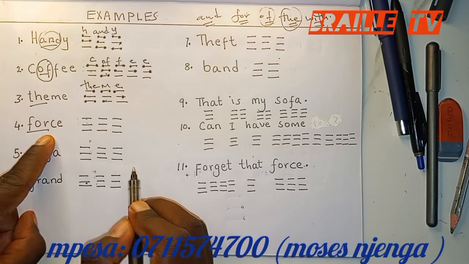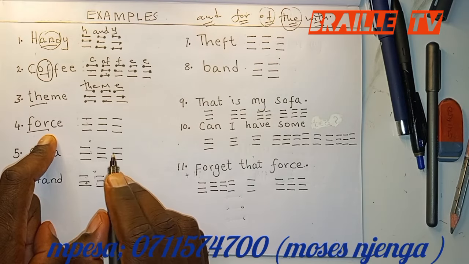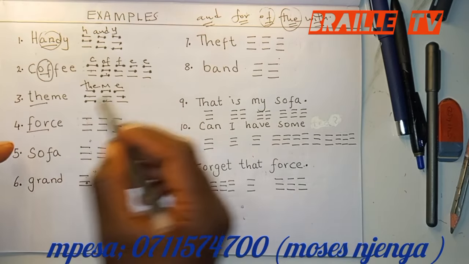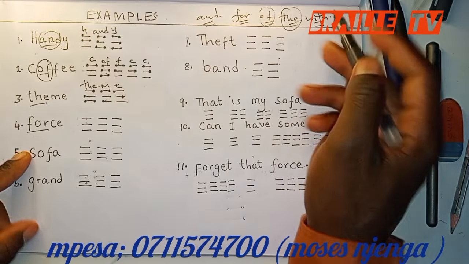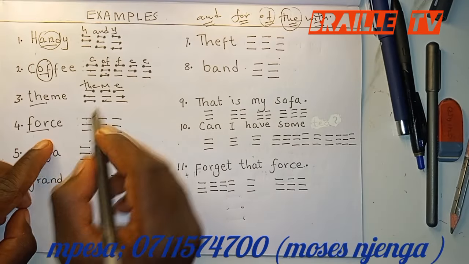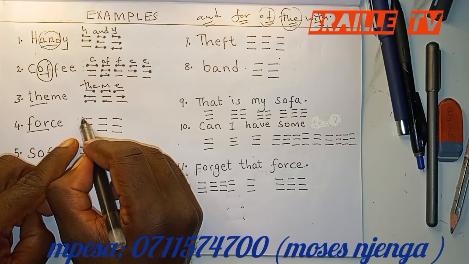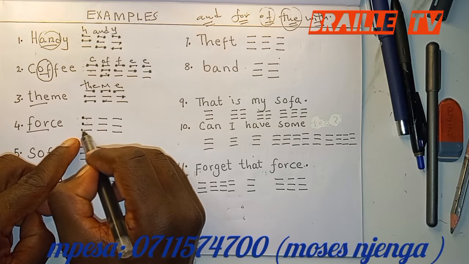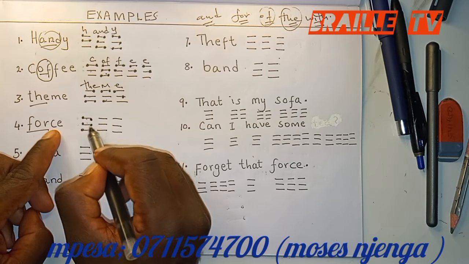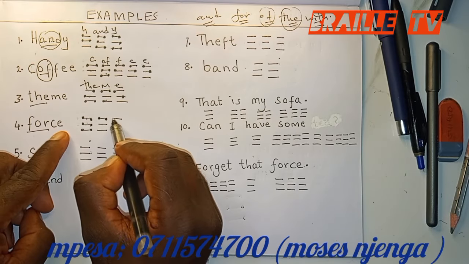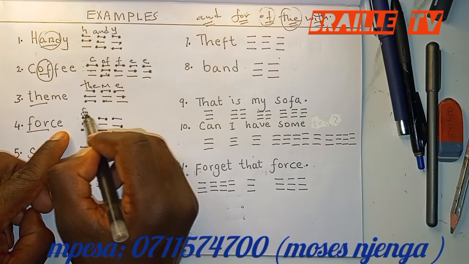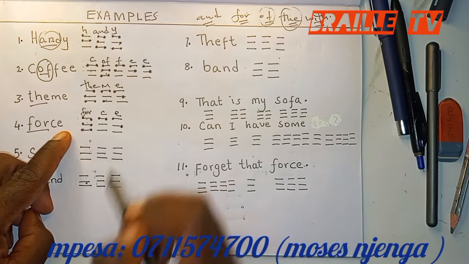Force, there is "for" here. You contract it. You use it as a group sign. So here you are using "and", "for", "of", "the", and "with" as group signs. Force, so here you contract "for". Remember I told you "for", missing none. Okay, then C, and then E. So this is "for", missing none, then C, and then E, as simple as that.